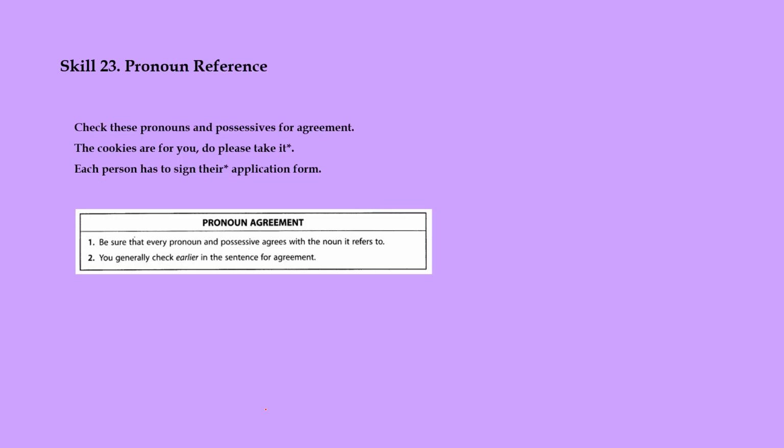Skill 23, pronoun reference. Check these pronouns and possessives for agreement. The cookies are for you. Do please take it. You can find out an asterisk. It indicates an error. Why? Because actually it refers to cookies. So it cannot be used. It must be them. Why them?